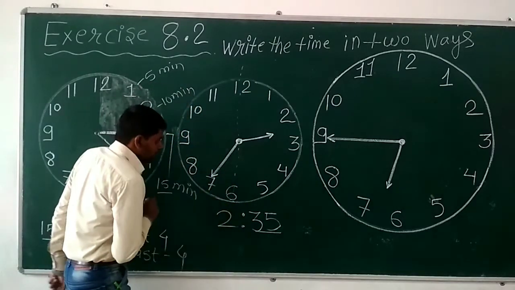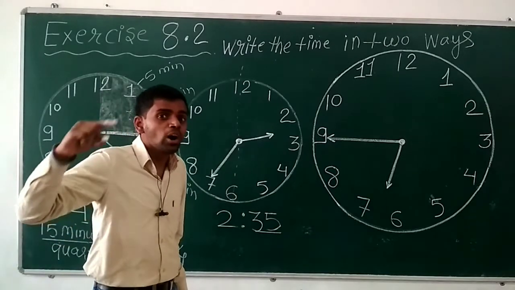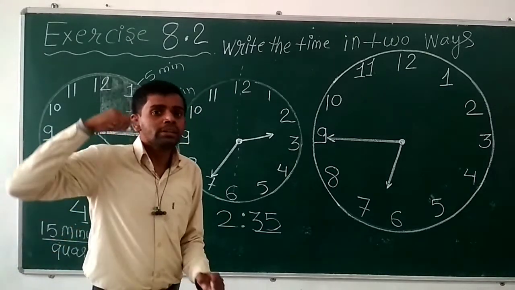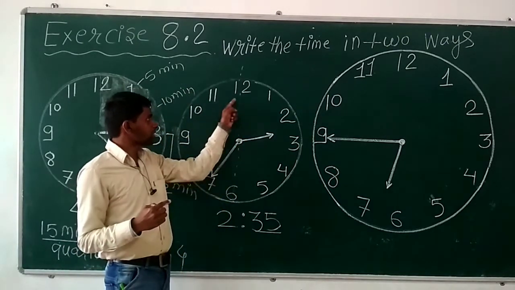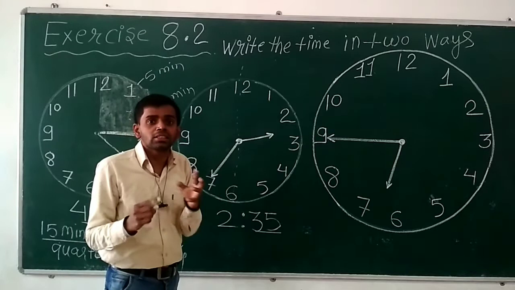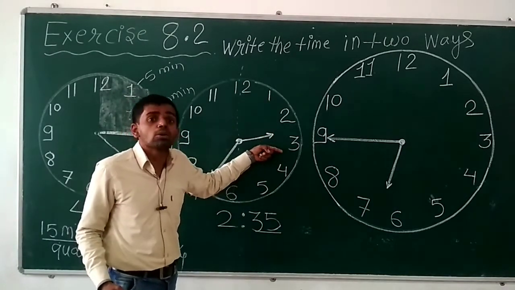Okay. So what we have to do? We will write how many minutes are away, how many minutes are remaining to next time. मैं फिर से बोलता हूँ. How many minutes are left? कितना बचा है? Next number को time आने में 3 o'clock को कितना time बचा है?